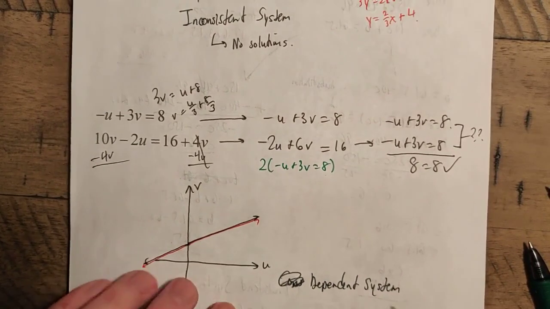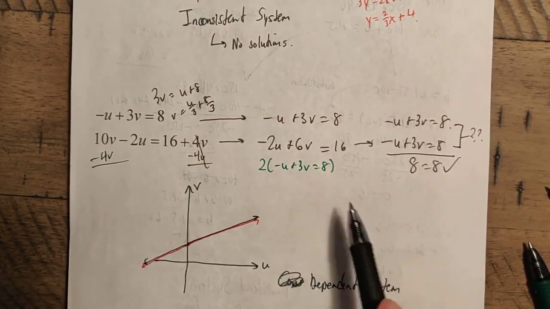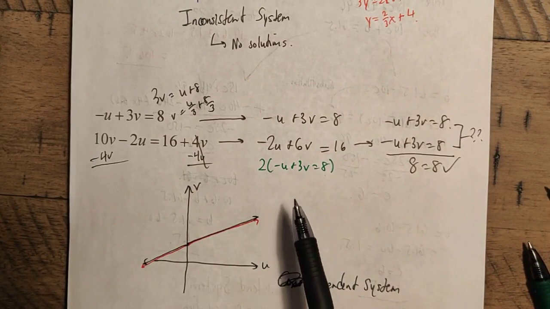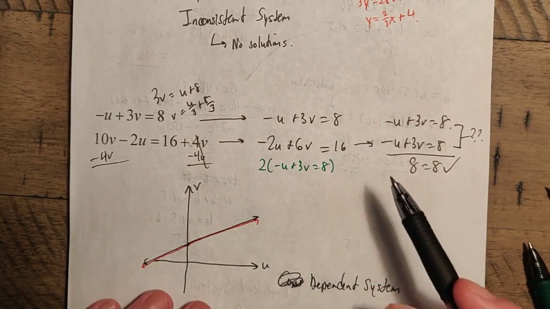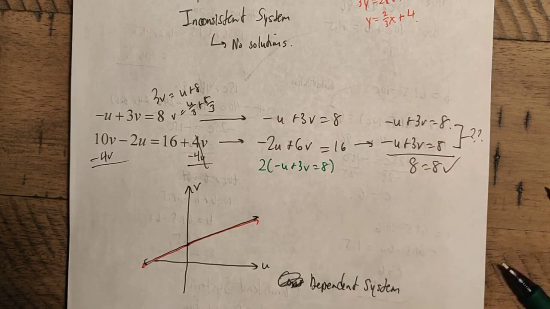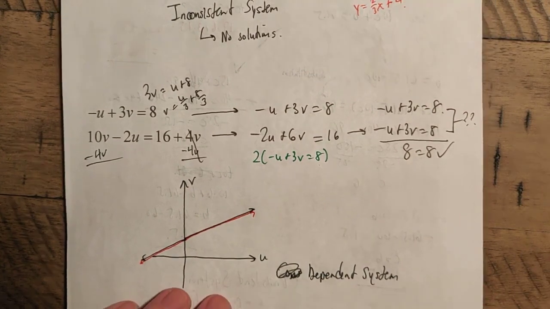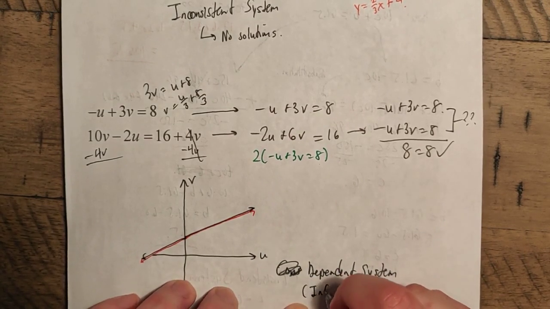It's dependent because, as you can see here, one of the equations is a constant multiple of the other equation. So in fact, these are one and the same line, just written in a slightly different way. And indeed, in this case, we have infinitely many solutions.